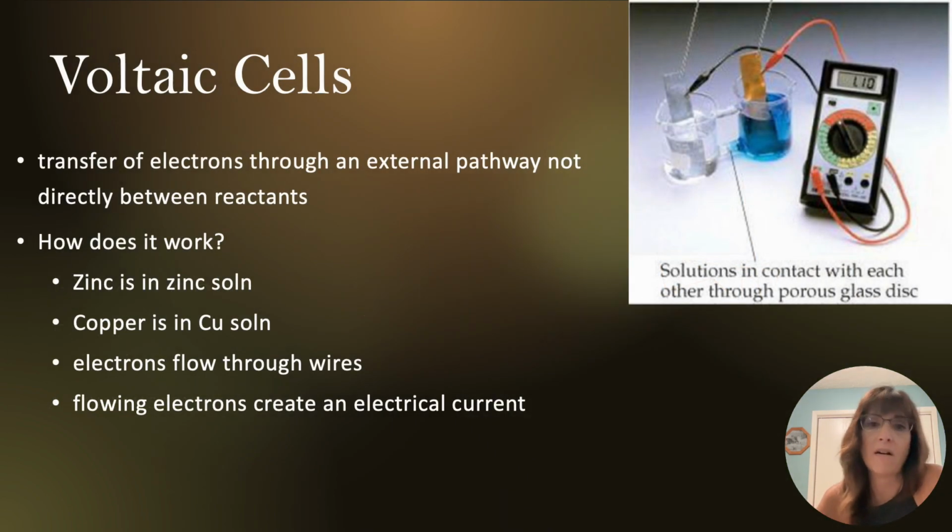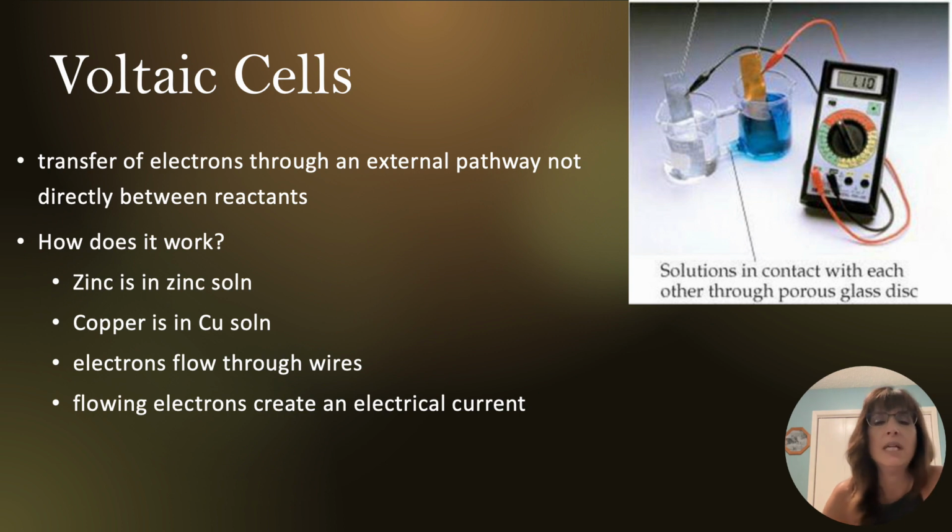A voltaic cell, or a battery, transfers electrons through an external pathway, not directly between reactants. And if you take a look at this picture on this slide, this is an example of what we're going to do in class. You have one metal in its solution, a different metal in its solution. The two metals are connected by wires, usually to a voltmeter so you can measure voltage. And then typically what is in between the two beakers is a salt bridge.